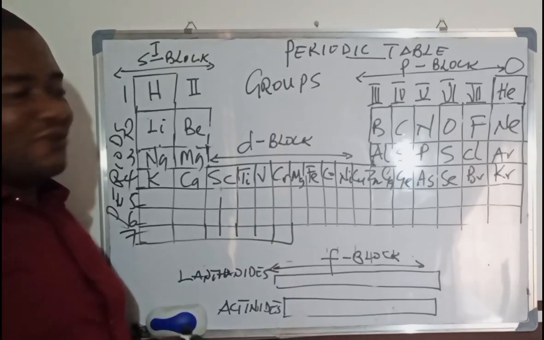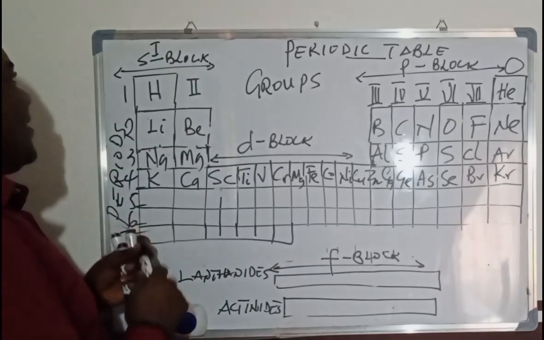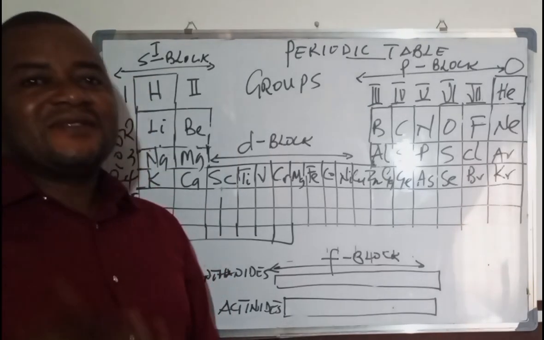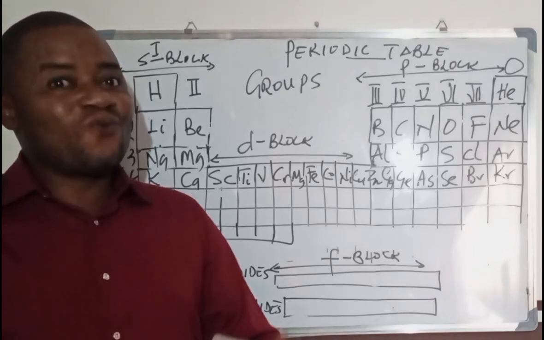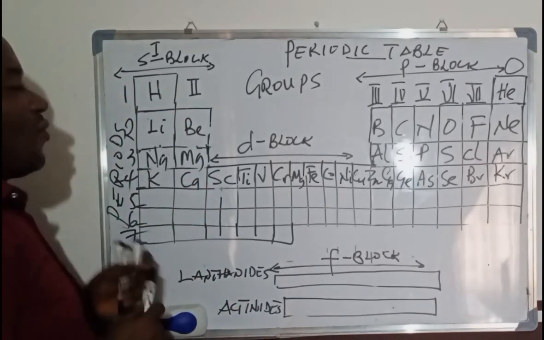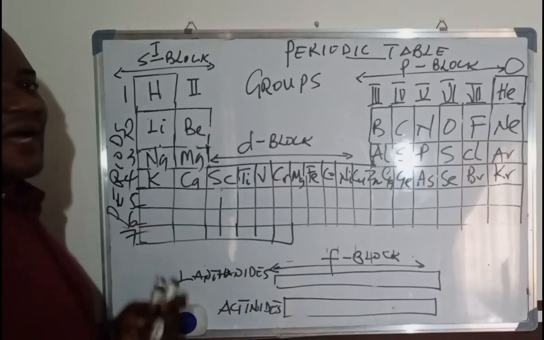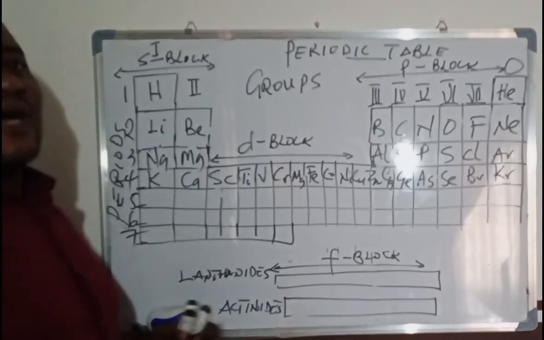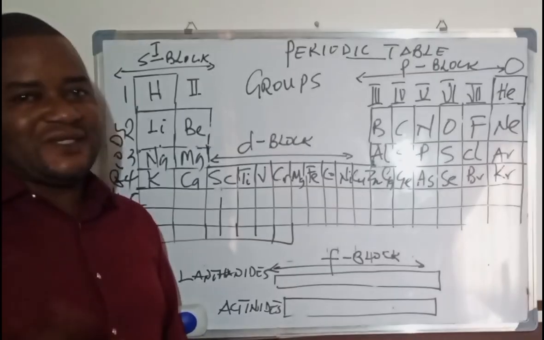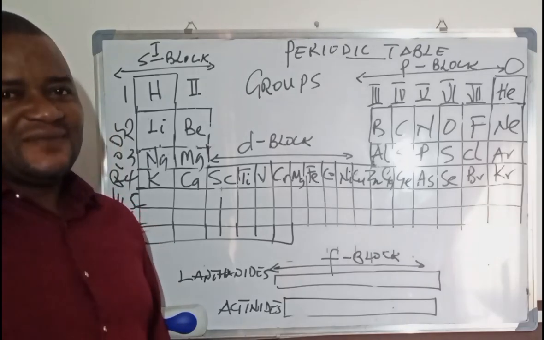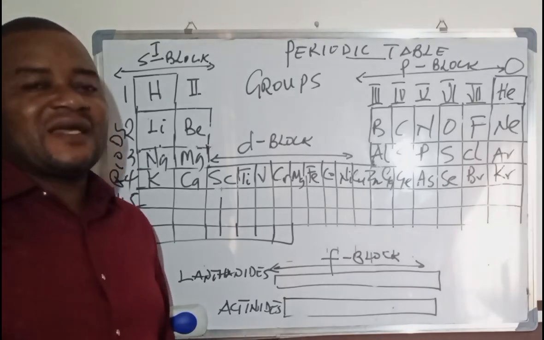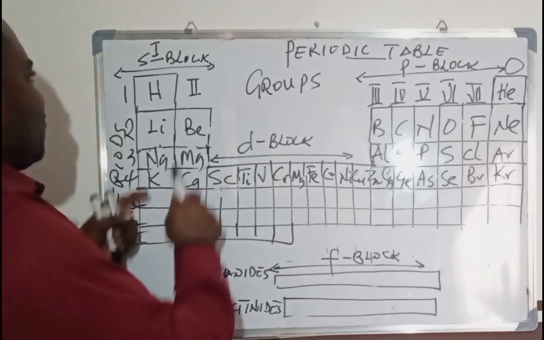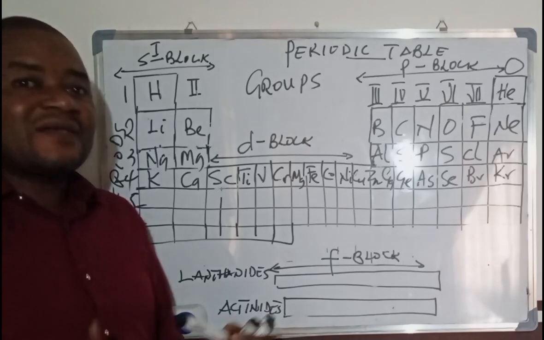Now, it will interest you to know that these S block elements, that are group 1 and group 2, are called alkali metals and the alkaline earth metals. Why are group 1 elements called alkali metals and the group 2 elements called alkaline earth metals? This is because the group 1 elements have a strong tendency to react with water and give us alkalis. So the name alkali metal comes from the fact that they can react with water and give us a product that is called alkalis.